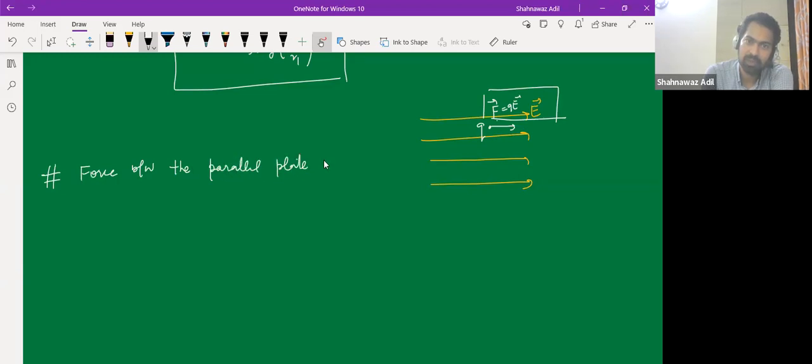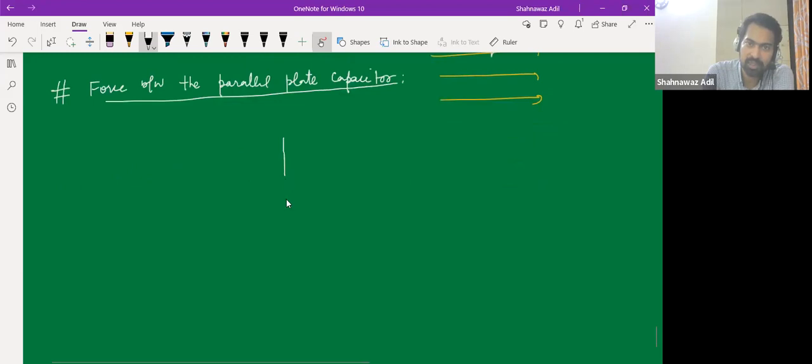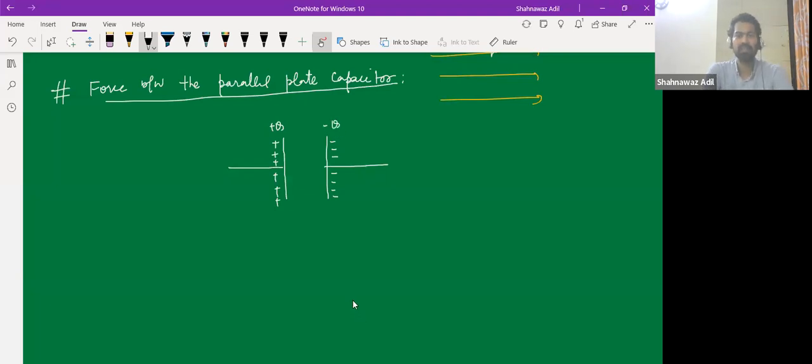So now let us calculate the force between the plates of the parallel plate capacitor. Let's say we have this parallel plate capacitor, and this is the positive one and this is the negative one. So this has charge plus Q, and this has charge minus Q, right? The total charge on this plate is minus Q.